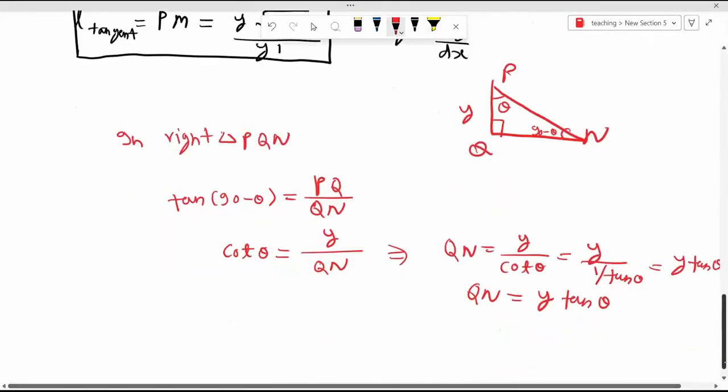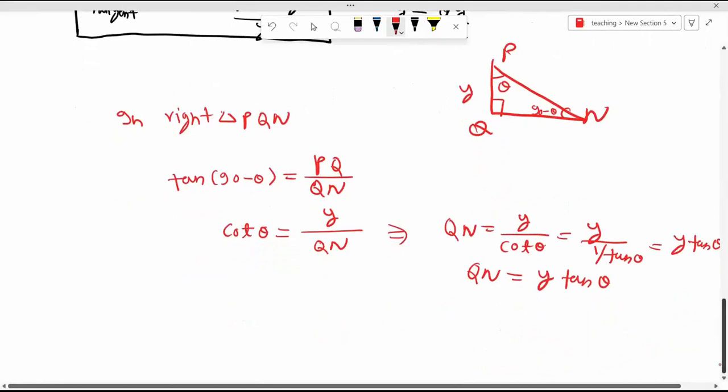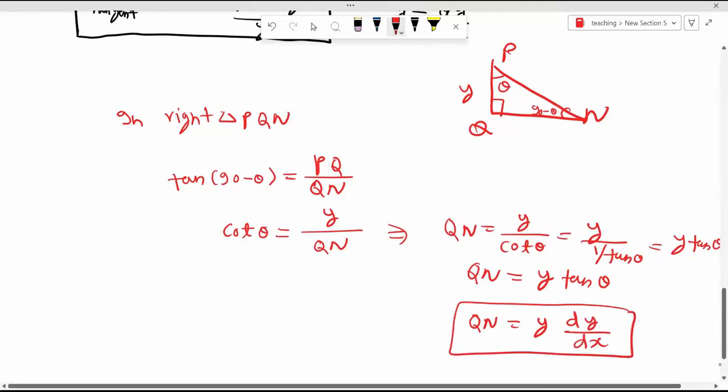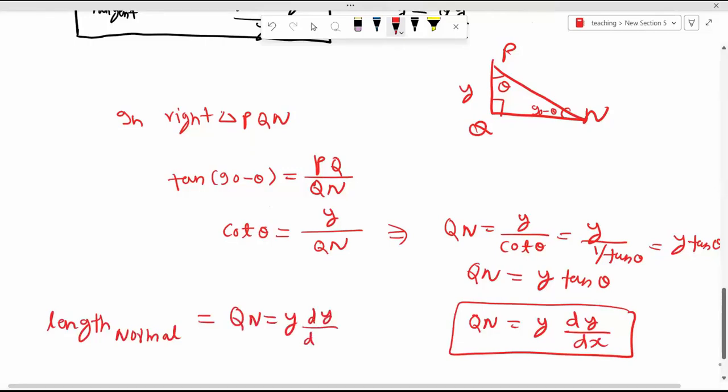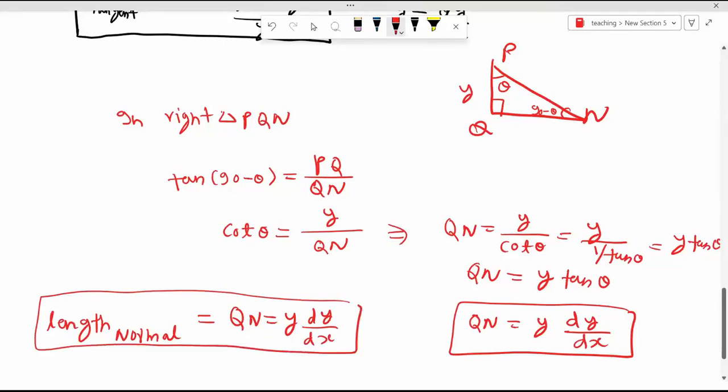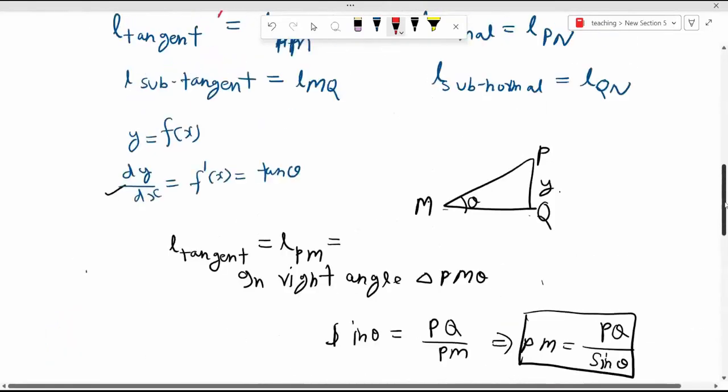Now QN is y tan theta. We know the value of tan theta, so QN is equal to y dy by dx. This gives the length of the normal. Thus the length of the normal is QN, which is y dy by dx. So now we find the length of the tangent and length of the normal. Then what is the length of subnormal and length of subtangent?